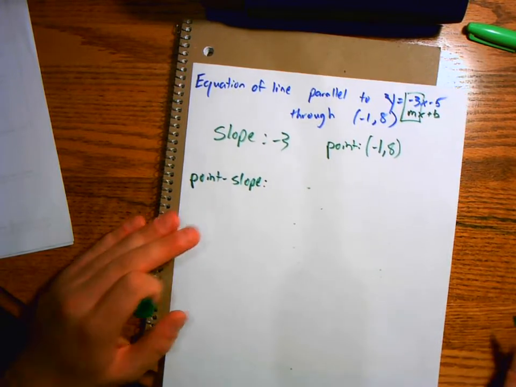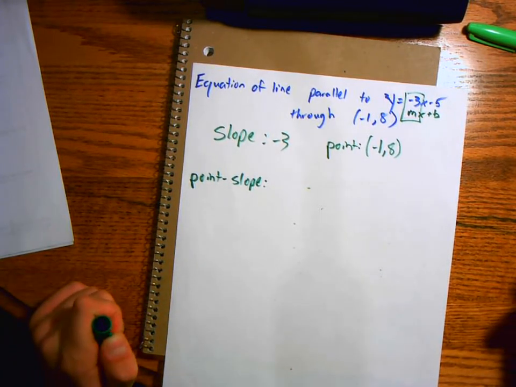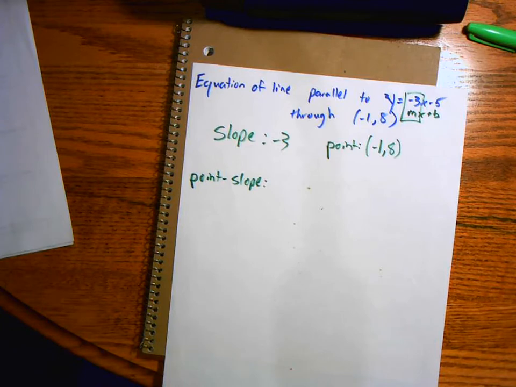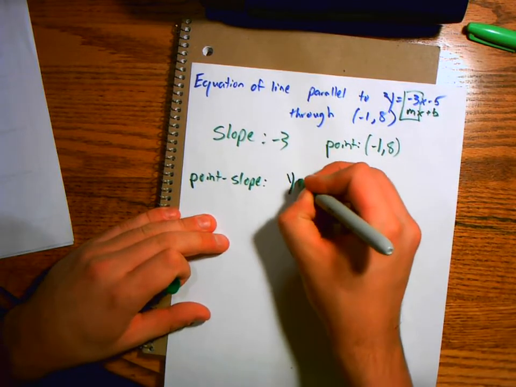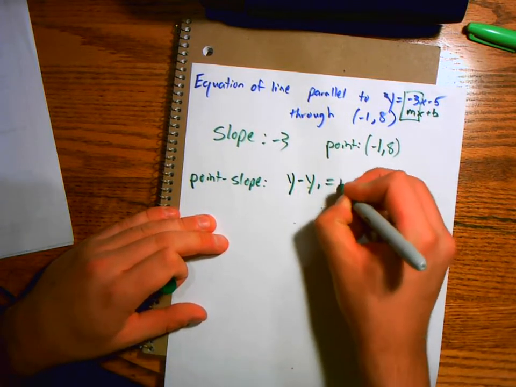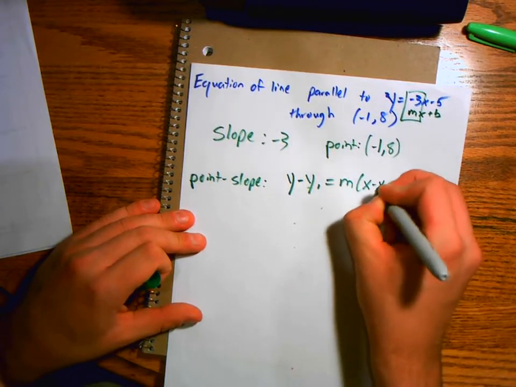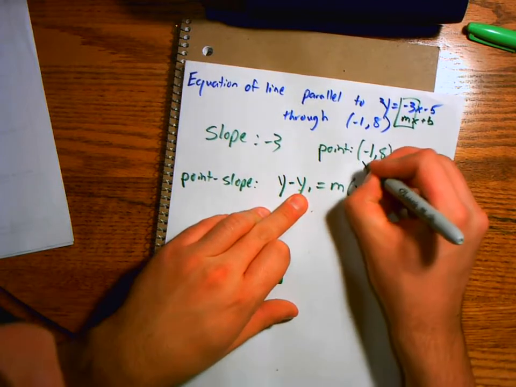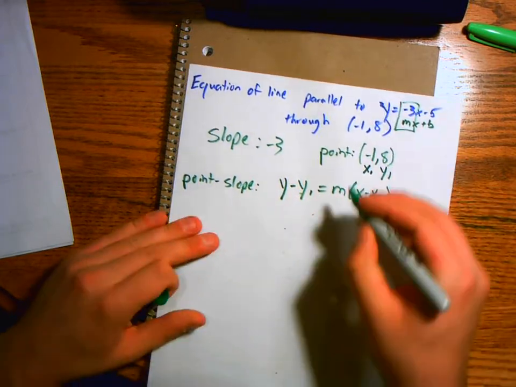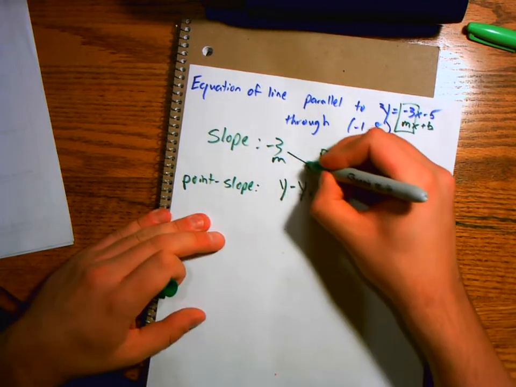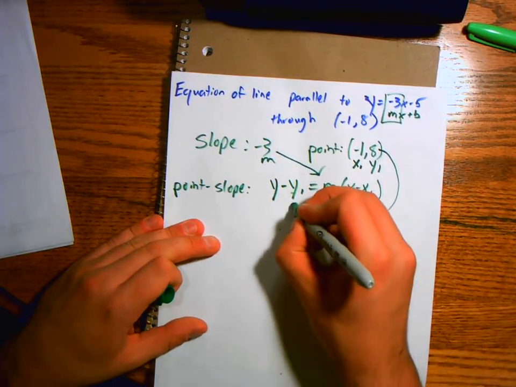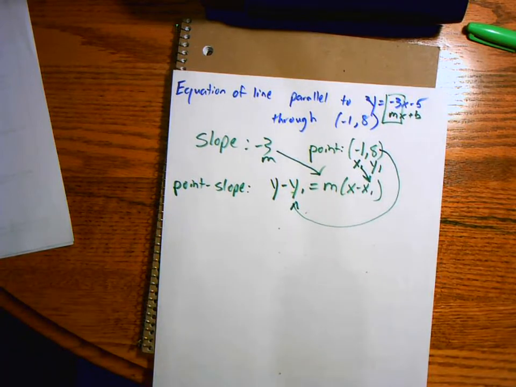Now point-slope formula is pretty similar to slope-intercept, except you don't have to have a y-intercept in order to write the equation. You can take any slope and any point, and you can write the equation of a line. And it looks like this. Your x1 and your y1 are your points, and your m is your slope. So these are what you are going to be plugging in to your equation.